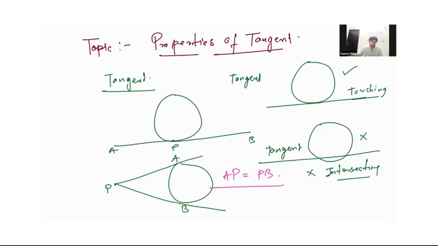If the point lies on the boundary of the circle, we can draw only one tangent. Here one tangent is possible, and here two tangents are possible. Now we will write the properties of this. The tangent always touches the circle at a single point. Yes, it is true.